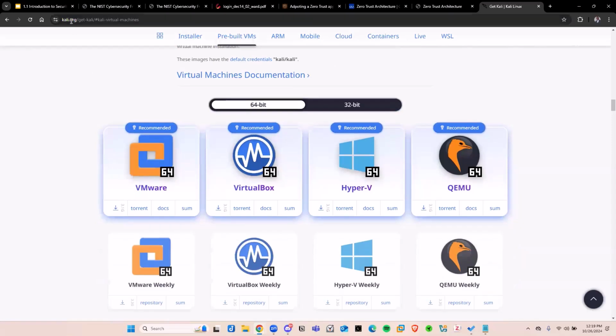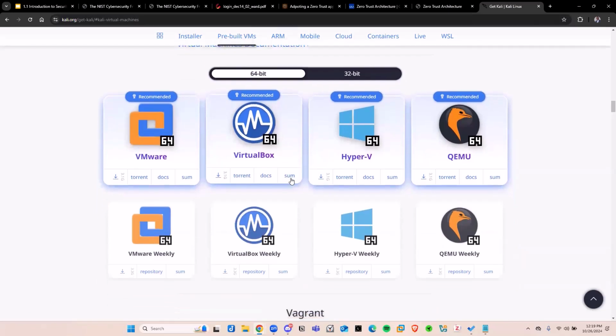So Kali puts these virtual machines here. They put these virtual machines and they want you to download them so you can start using them. Well, how do you know these virtual machines are original? How do you know they have not been tampered with? Well, one way of doing that is by looking at the sum, the checksum.